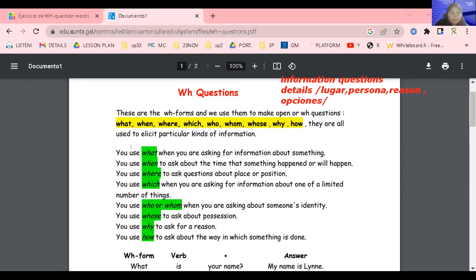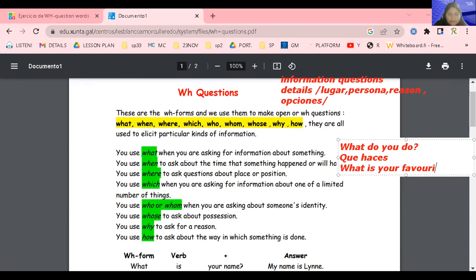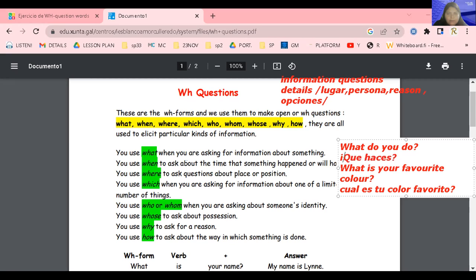Por ejemplo, tenemos acá la número uno. Utilizamos what cuando estamos preguntando por información acerca de algo. Este es what. Y veíamos el ejemplo: ¿cuál es tu nombre? O, por ejemplo, what do you do? Estamos preguntando información acerca de algo. ¿Qué haces? O también veíamos: ¿cuál es tu color favorito? Entonces, la primera double H que tenemos ahí significa ¿qué o cuáles? Y la utilizamos para preguntar acerca de información, acerca de algo o alguien. ¿Qué o cuál? ¿Cuál o cuáles?